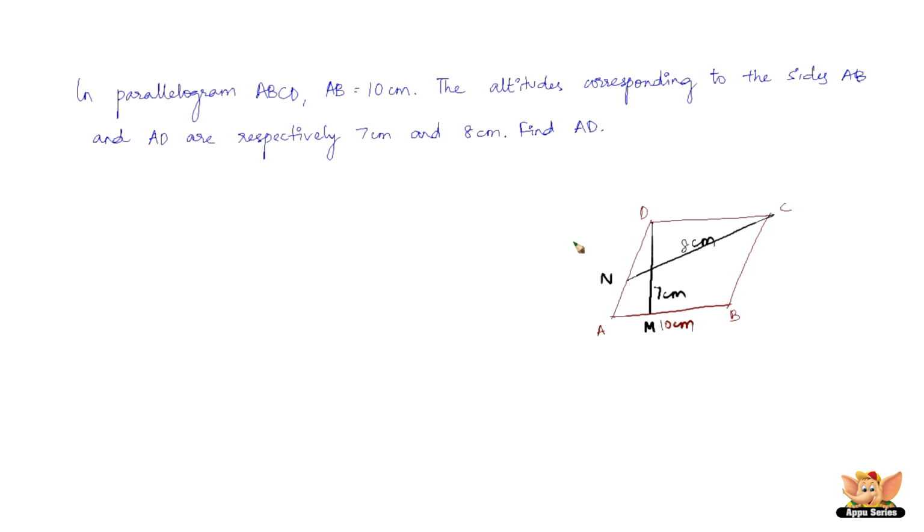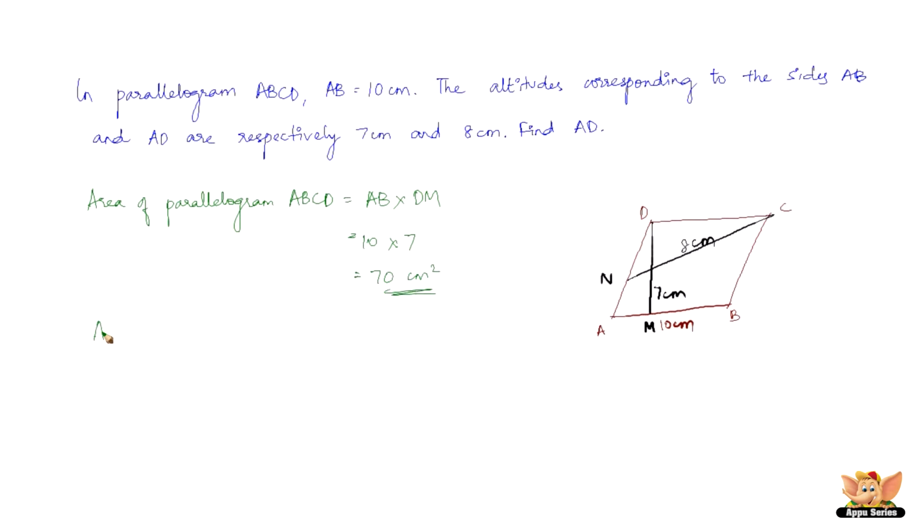The length of AD. So now we know that area of parallelogram ABCD equals base into the height. Base would be AB. If the base is AB, then the height would be DM. If the base is, say, CB, then the height would be CN. But then we don't have the measurement of AD or CB, so we need to take AB. So AB into DM. AB is equal to 10 centimeters and DM is equal to 7 centimeters, which makes it 70 square centimeters.